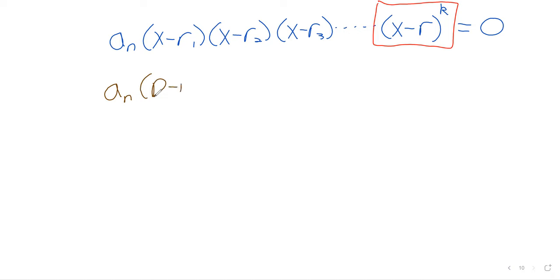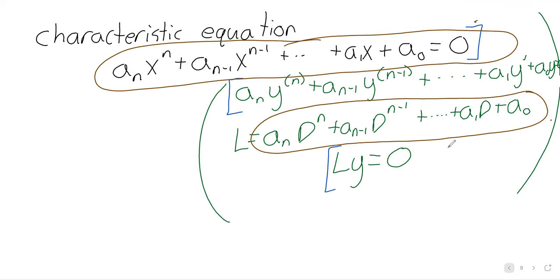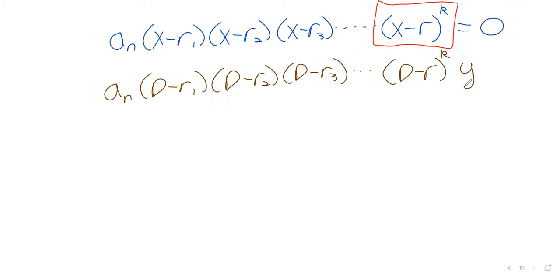D minus r1, D minus r2, and so on, until we get to D minus r to the power of k. And we're setting Ly equal to zero. So if we hit y with this, we ought to get zero. And now we are going to investigate this. And we're going to use associativity here.